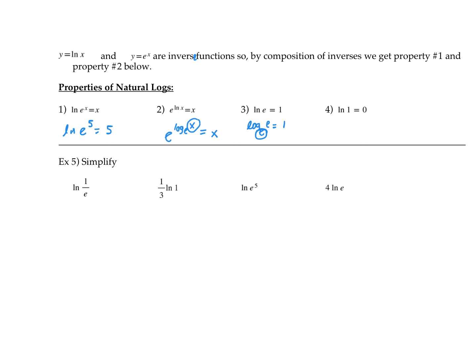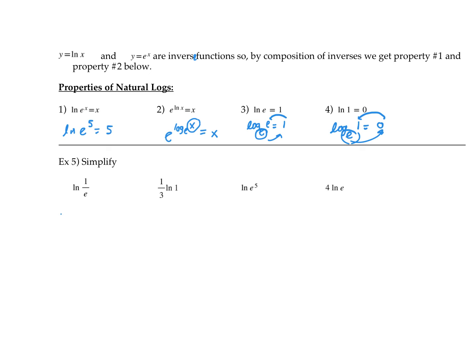E raised to the 1st will be equal to e. And finally, the natural log of 1 is equal to 0 because this will be log base e of 1. It's got to equal 0 because e to the 0 power is equal to 1. So in example 5, we are just simplifying these using those properties of natural logs.